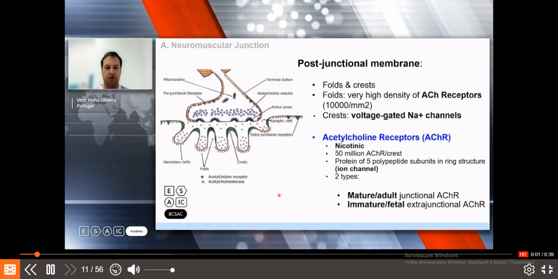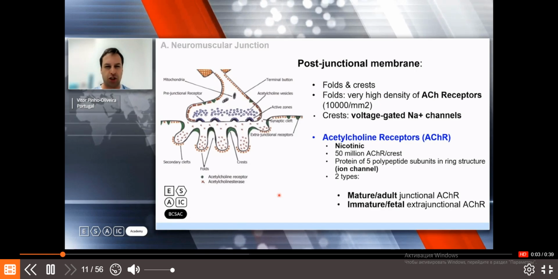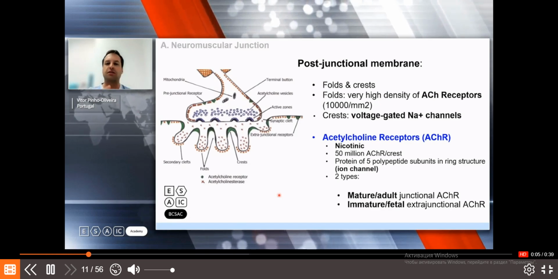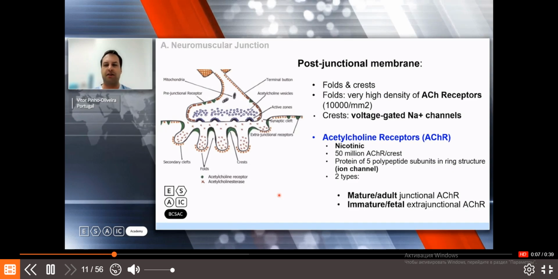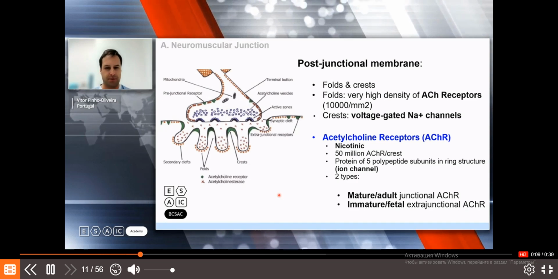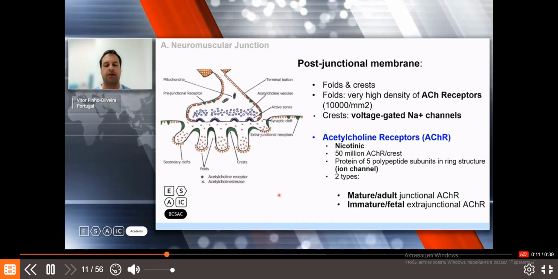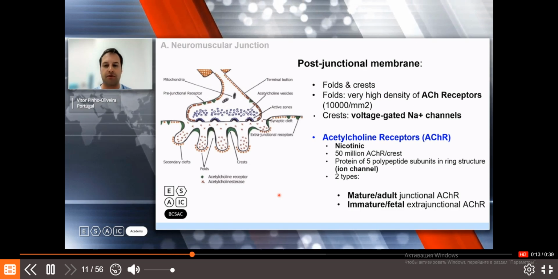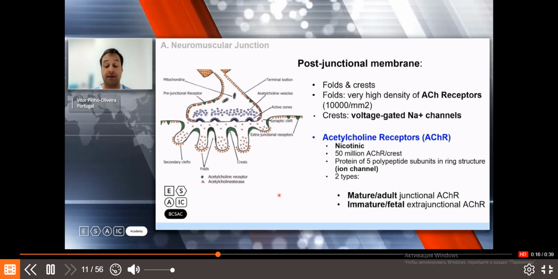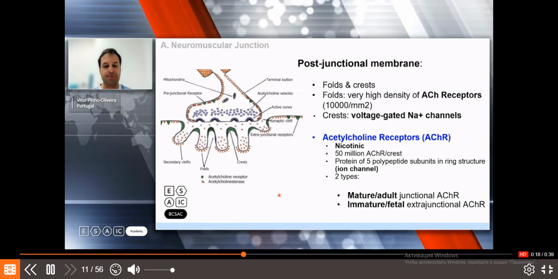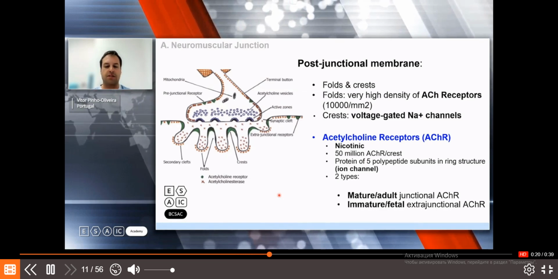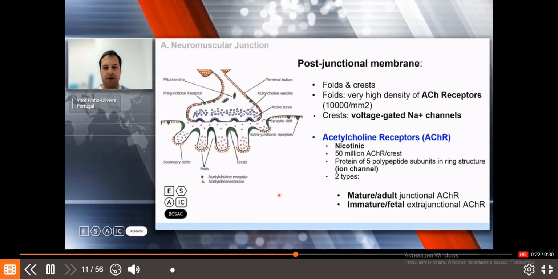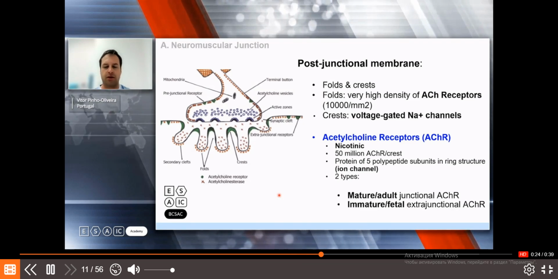The post-junctional membrane, the third part of the neuromuscular junction, is made up of folds and crests. In the folds, there is a very high density of acetylcholine receptors. In the crests is where the voltage-gated sodium channels exist. The acetylcholine receptors, the nicotinic receptors, are at very high density on the folds.